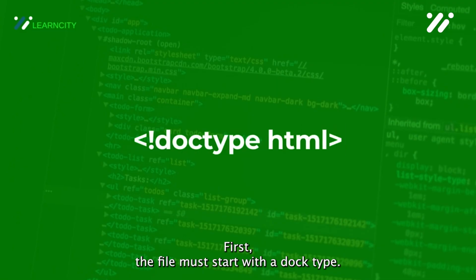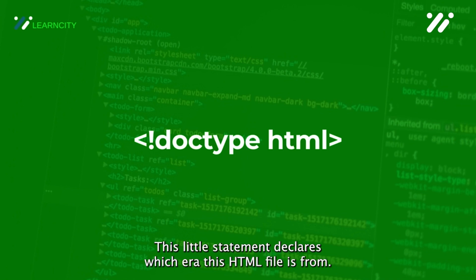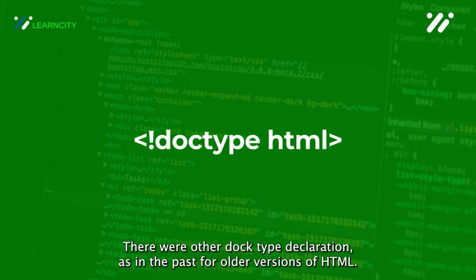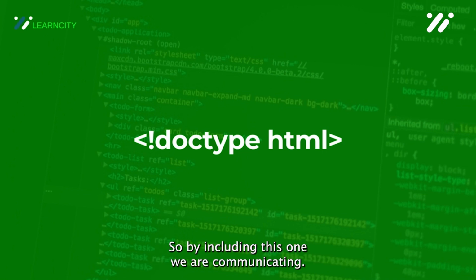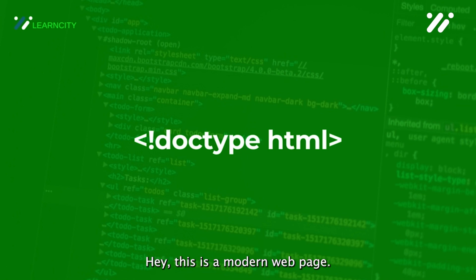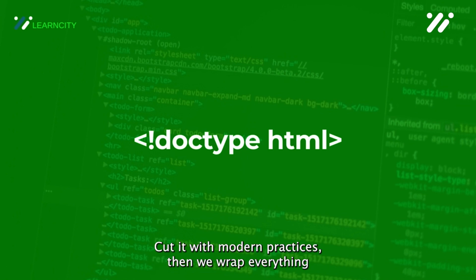First, the file must start with a doctype. This little statement declares which era this HTML file is from. There were other doctype declarations in the past for older versions of HTML. So by including this one, we are communicating, hey, this is a modern web page, treat it with modern practices.